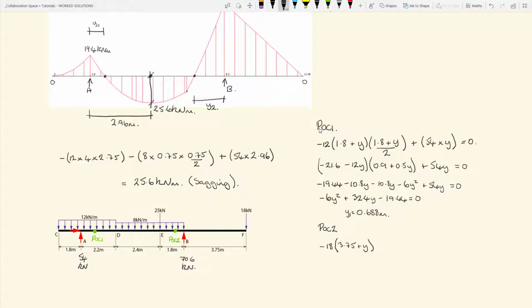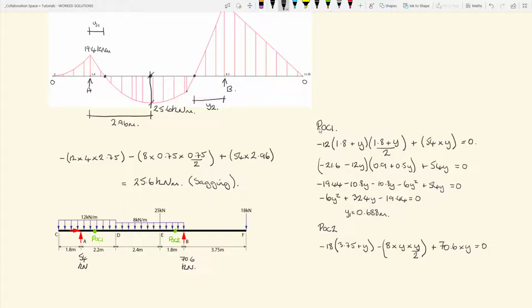and then we have a bit of UD load. Again, that's acting clockwise. It is causing tension in the top, so it's negative bending, so minus 8 times y over 2. And the last bit of this one, again, we have the point load at B. That is going anti-clockwise, causing positive bending, so it's plus 70.6 times y. All of that equals 0.